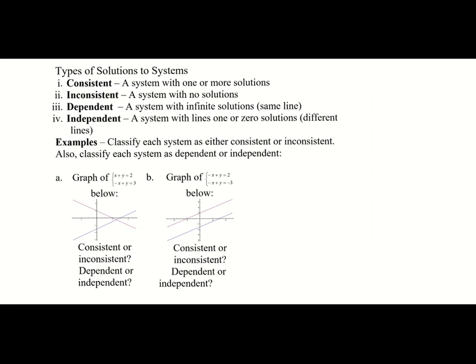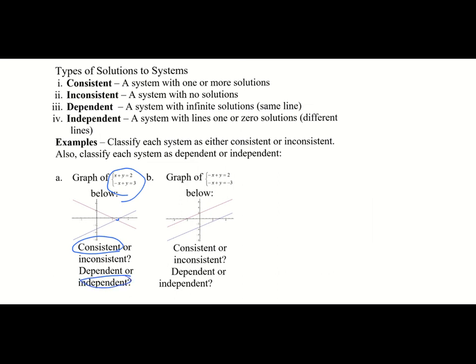So if we look here at our graph of x plus 2 equals y and negative x plus y equals 3, they've graphed it for us. It looks like one solution where the two lines cross. So that is going to make it consistent because it has one solution. And then because we have two separate lines, it's going to make it independent. So we have different lines, so it's independent.